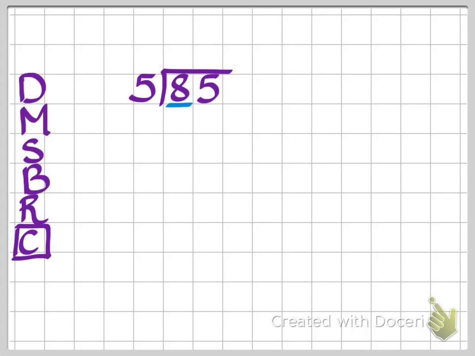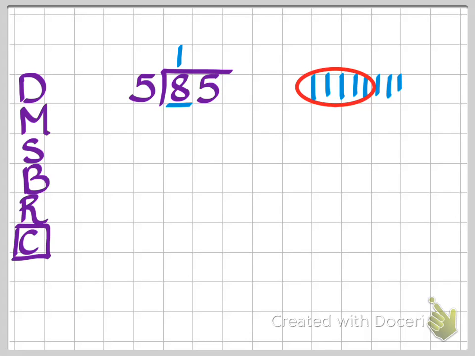The first thing we need to do is ask ourselves, how many times does 5 go into 8? If you're not sure, you can draw 8 little tally marks and see how many groups of 5 you can make. So we have 1, 2, 3, 4, 5. We have one group of 5. So the 1 goes above the 8 because 5 can go into 8 one time.